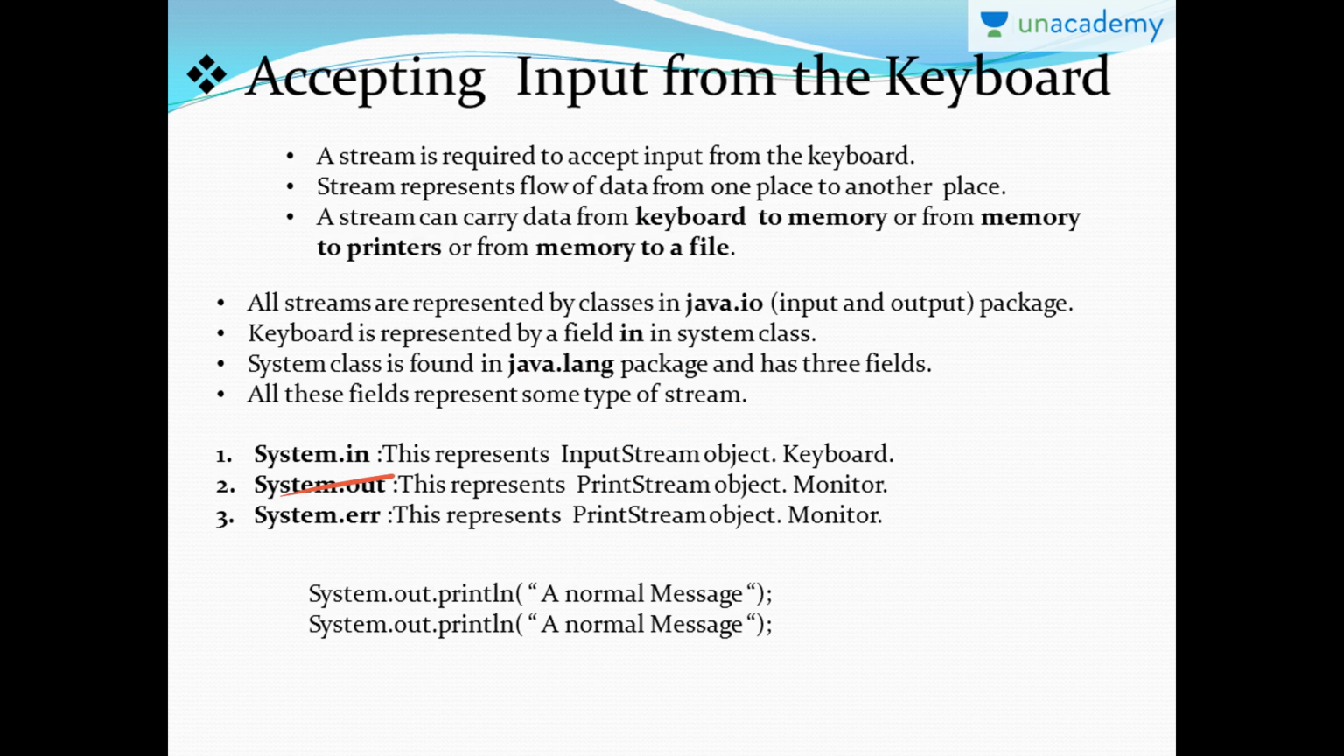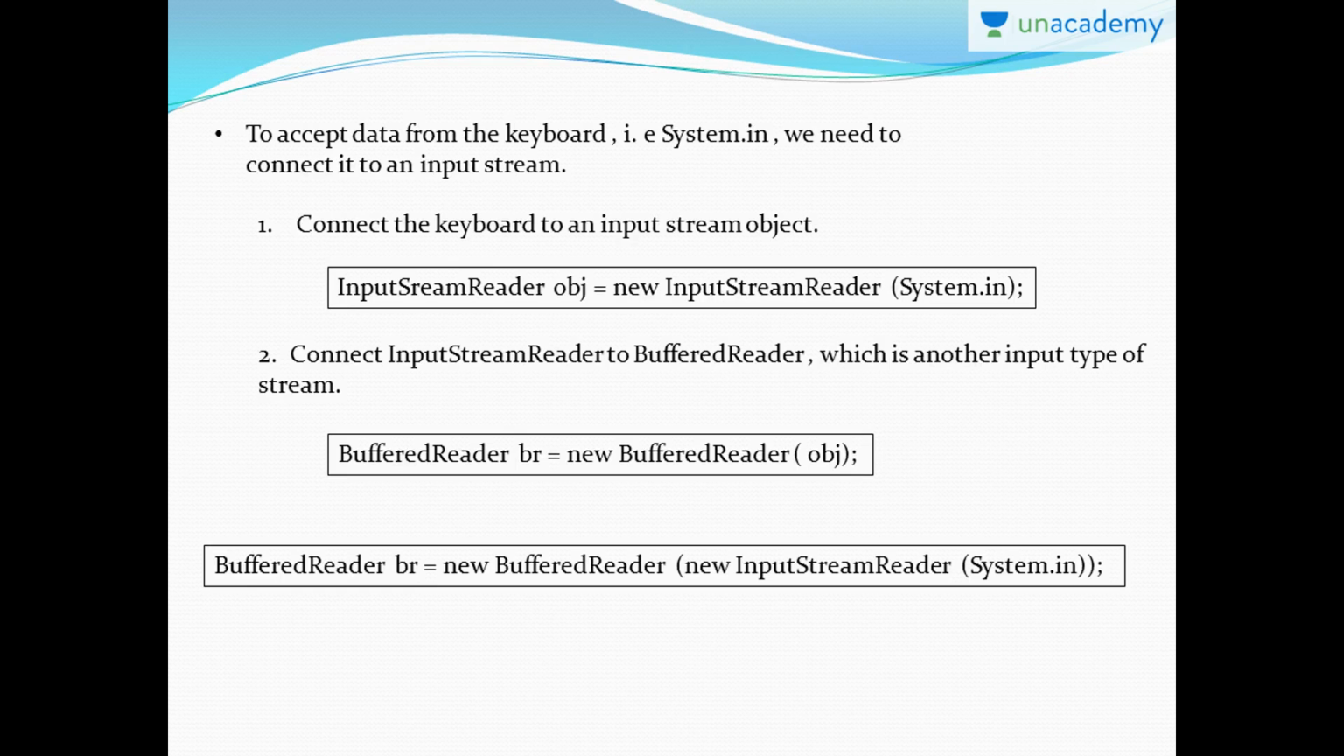The first field, System.in, represents the input stream that you can take from the keyboard. System.out represents the output onto the monitor, and System.err represents an error onto the monitor. You can give an output with the help of System.out.println as a normal message, and it can be an error message if you're using System.err.